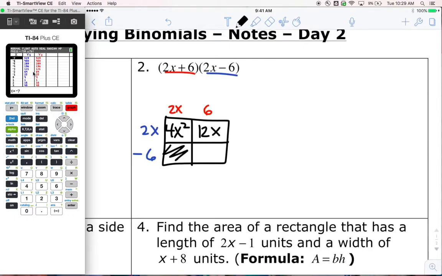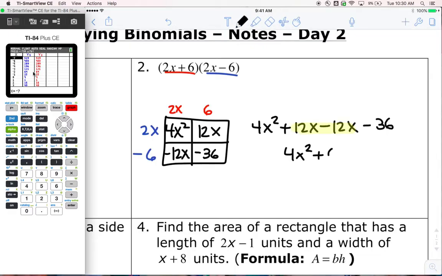This box is 2x times negative 6, which is negative 12x. And then finally, this box is 6 times negative 6, which is not 0. It's negative 36. Okay, we just write them out. 4x squared with a positive 12x, and then a negative 12x, and then minus 36. Combine our like terms in the middle, and this time we get 4x squared plus 0x minus 36, which we know we don't write 0x, which means we're left with 4x squared minus 36.